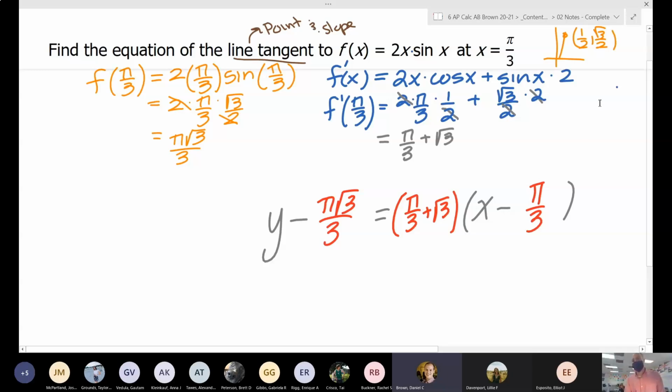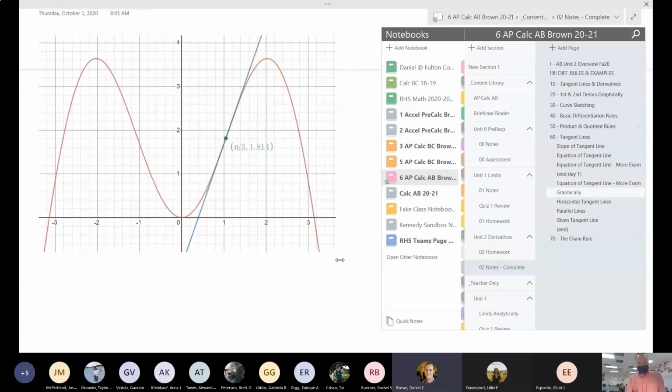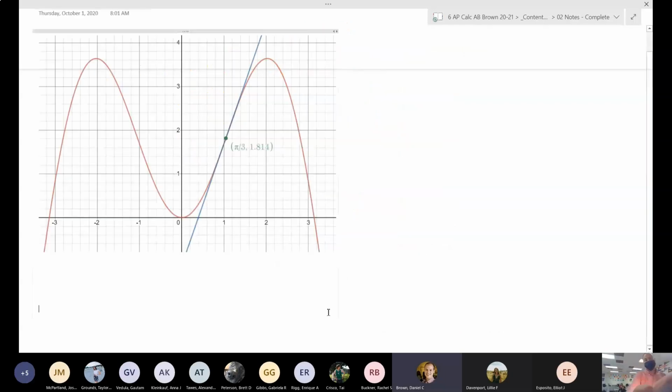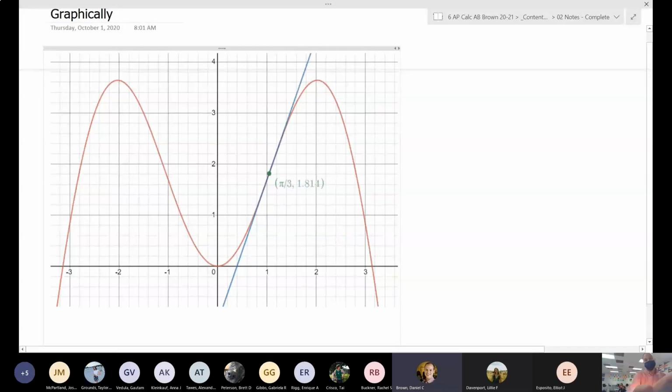We won't often graph it. I did just because I had the time. And so basically, that red graph is the f of x, and then that blue graph is the tangent line that we just found. So we can see that that is the tangent line at pi over 3, to put some context into what you're finding.